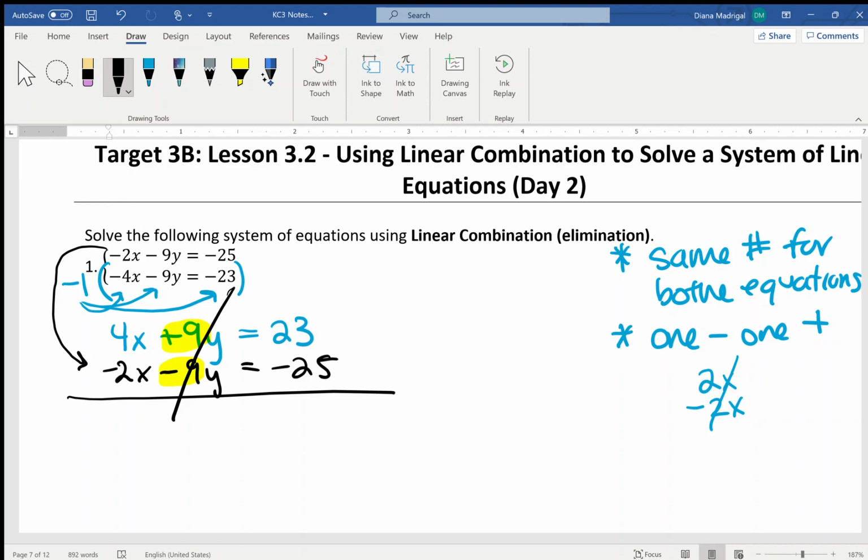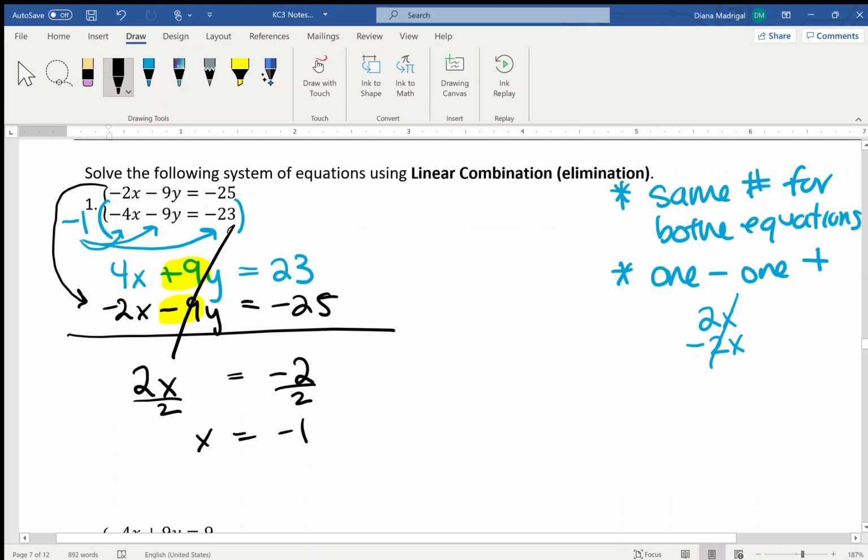What are you going to do for the rest of them? The same thing we've been doing. You're going to add. So 4 minus 2 gives me 2x, and 23 minus 25 gives me negative 2. We're going to solve for x by dividing by 2. So x equals negative 1. Don't forget that my answers always have to be in coordinate points.